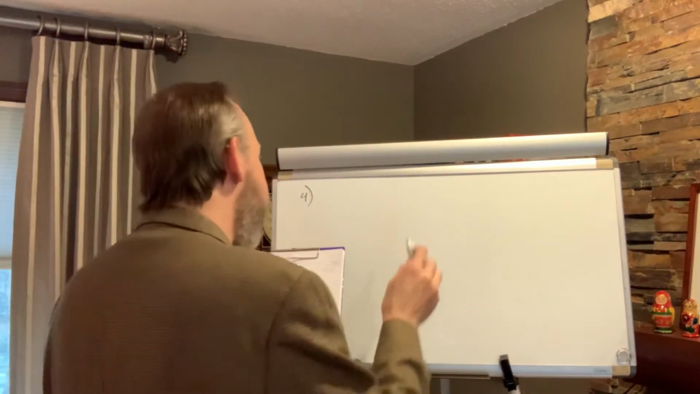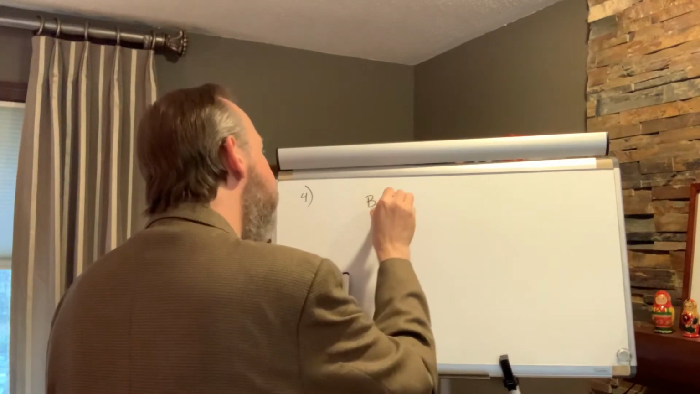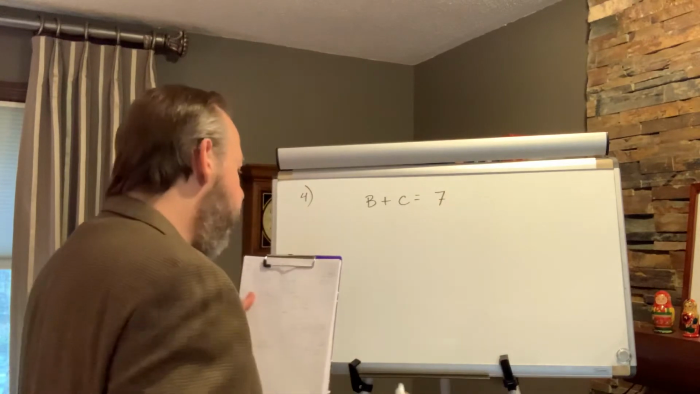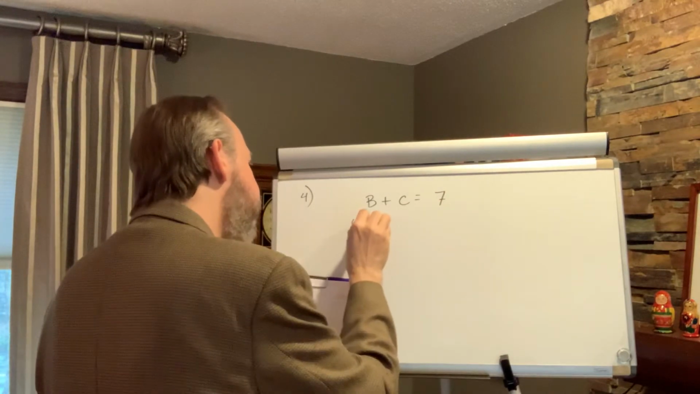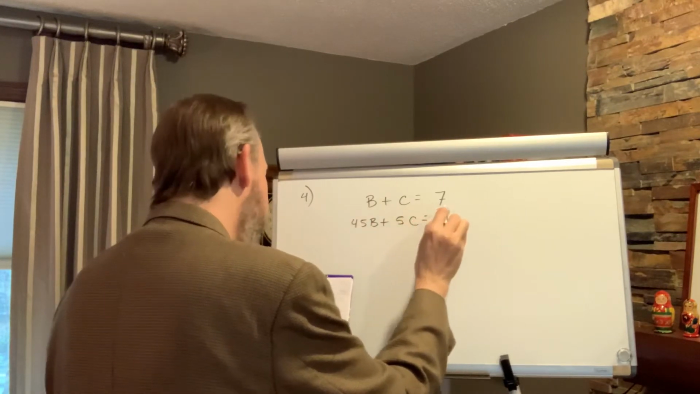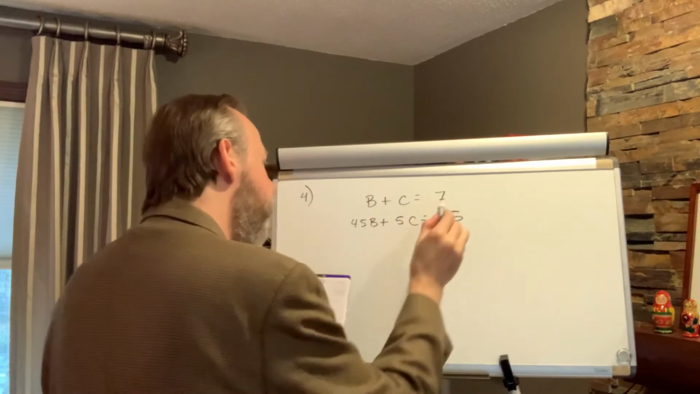Okay, well, I'm going to start off with my buses and cars. I know that buses plus cars adds up to 7 vehicles. I also know that there can be 45 people on a bus, and there could be 5 people in a car, and there were 195 people in all.